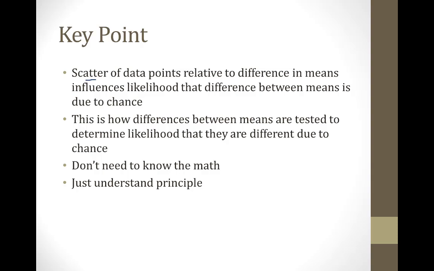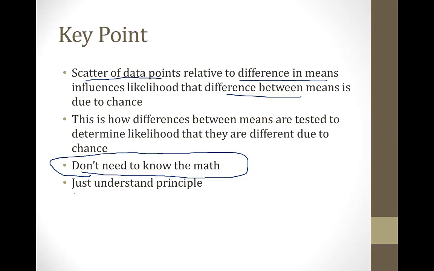So a key point is that the scatter of data points relative to the difference in means between two groups influences the likelihood that the difference is due to chance. And this is how differences between means are tested to determine the likelihood that they're different due to chance. You don't need to know the math. This is why we have statisticians. But just understand the principle that if your data set has data points that are all over the place, it's much more likely that differences between two groups are due to chance, as opposed to when your data set has data points that are very tightly organized around the mean.